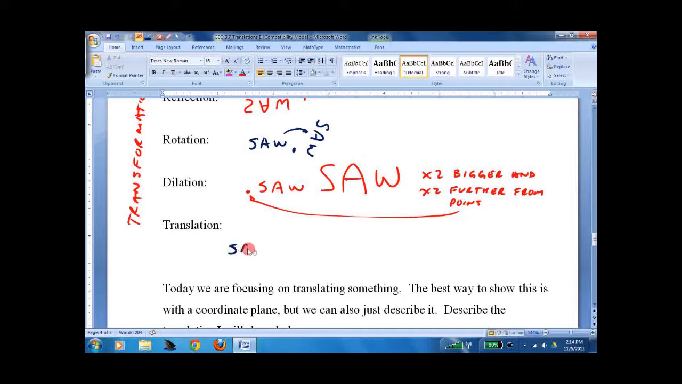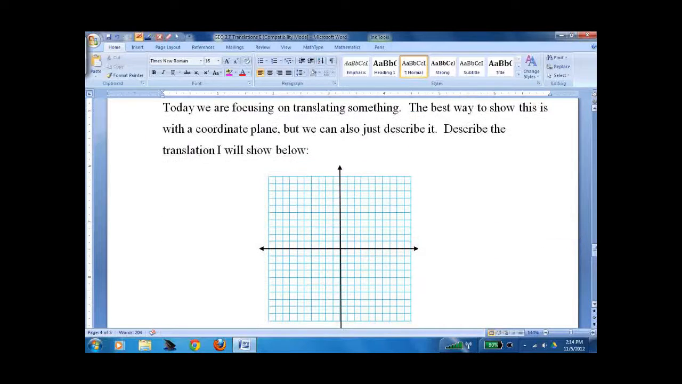If we took saw and just moved the whole thing up and over. So it cannot flip, cannot rotate, doesn't expand or contract. I showed you all of those, but translation is just a simple move. Up and over, slide straight across, slide down. That's it. So we're just focusing on translating things, and the best way to do it is to do it with points on a coordinate plane.